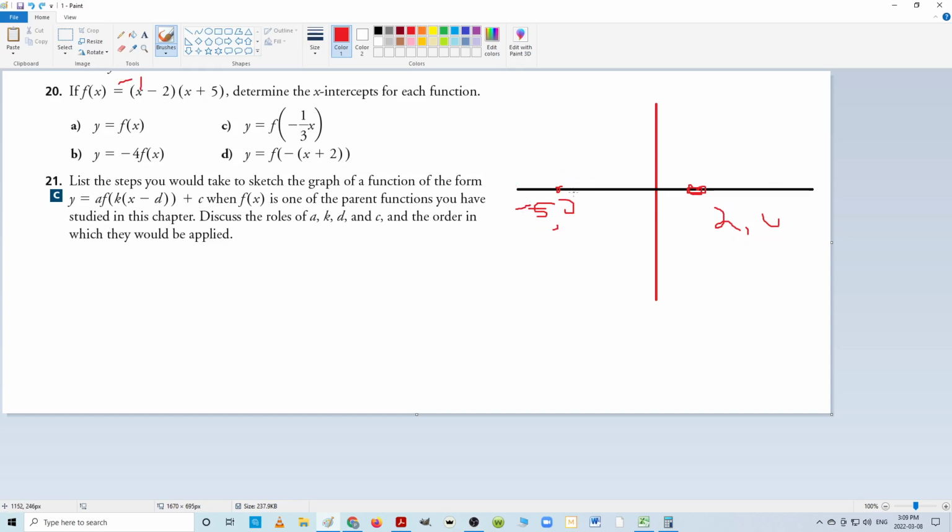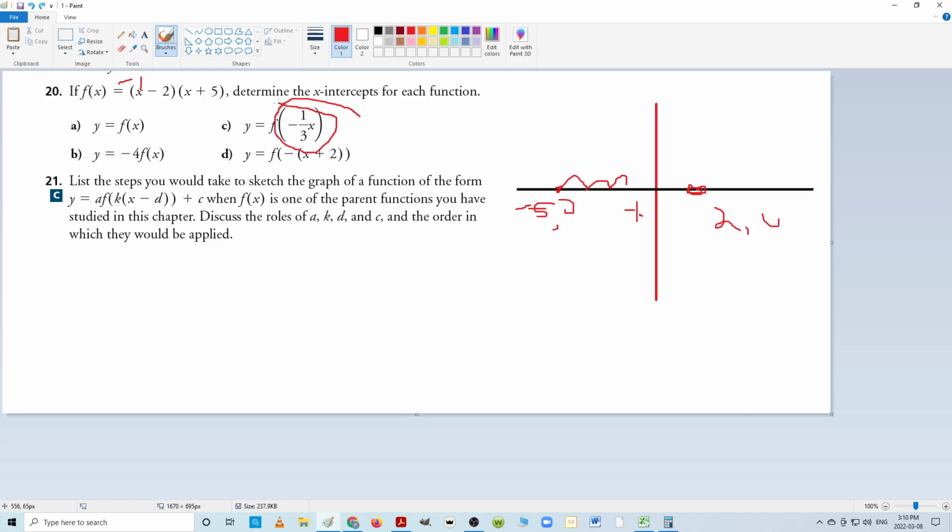I can also tell you the axis of symmetry will be halfway between that. They're 7 apart, so 3.5 here. So the axis of symmetry will be minus 1.5. I could plug that into the equation and come up with the vertex if I wanted to. So that's the answer to that one.